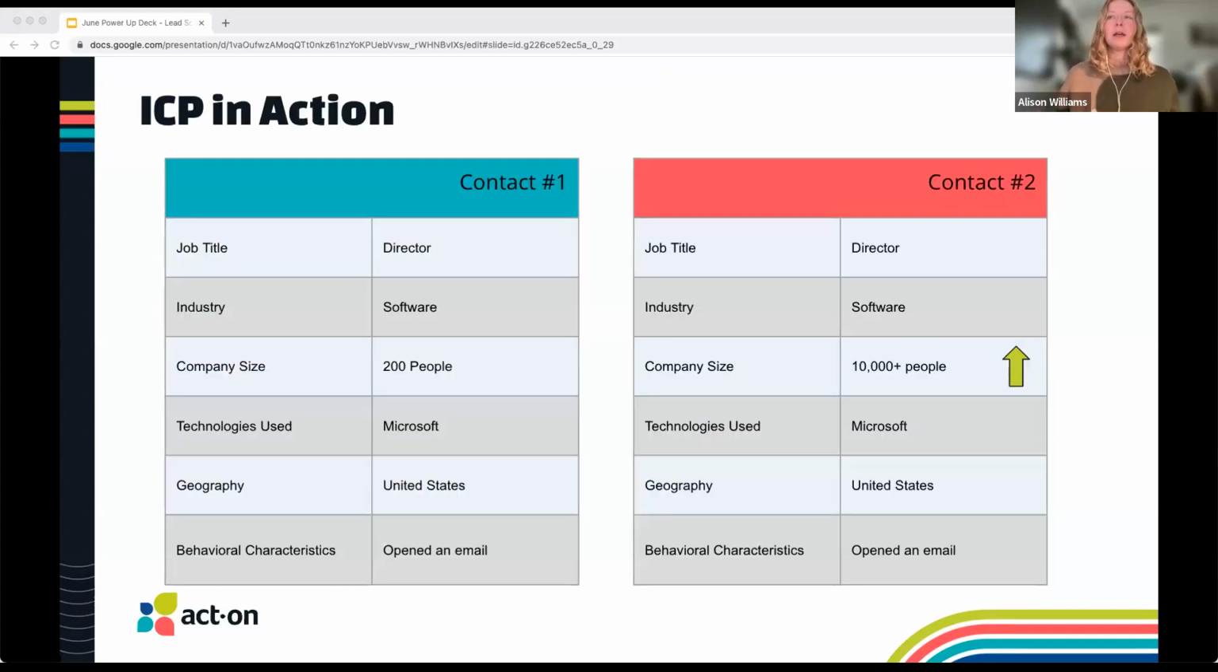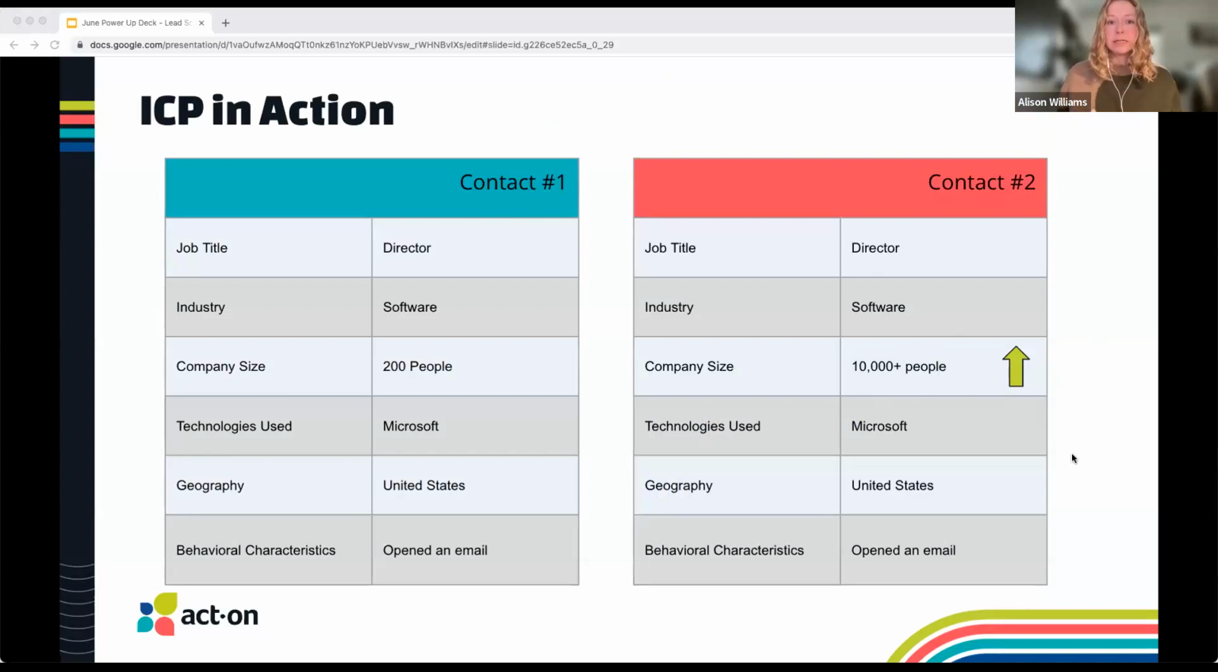So I got a couple contacts up here compared side by side. They are almost identical. They're both directors at a software company using similar technologies, located in the United States. They even have similar recent behavioral activity. They both open up an email. But we see here contact number 2 works for a much larger organization.